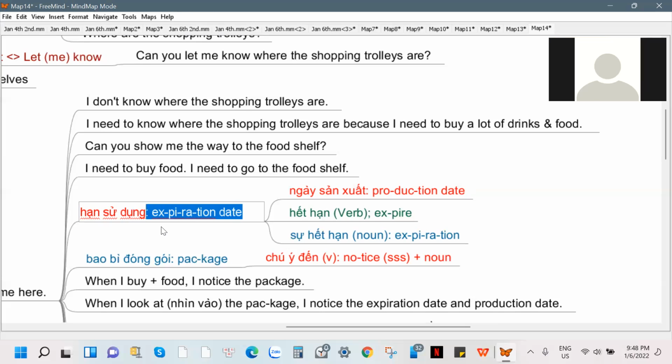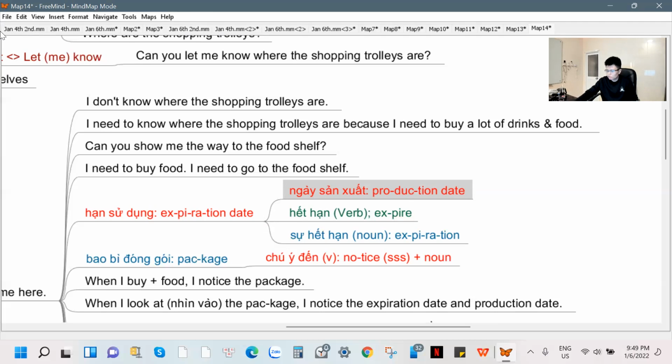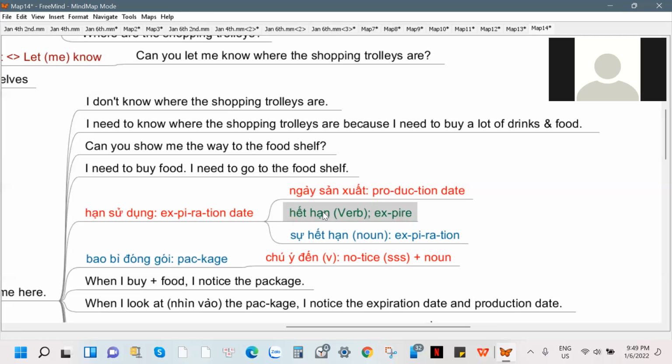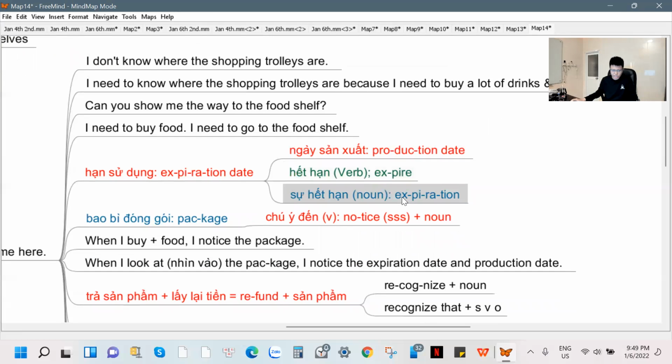Expiration date. Production date. Expiration date. Yes, and this word: expire. Expiration date.